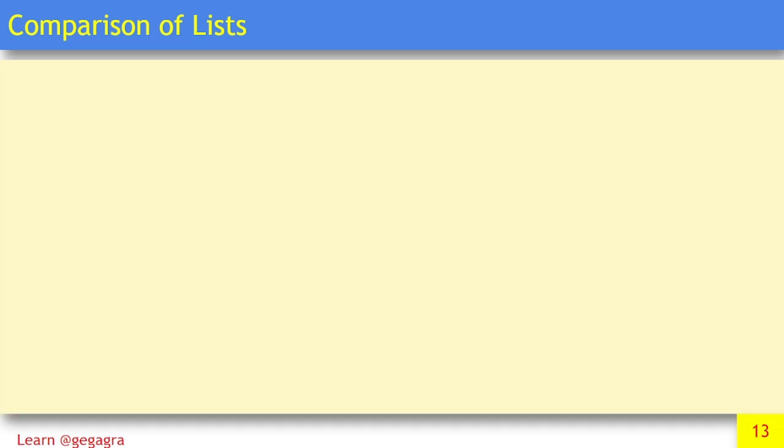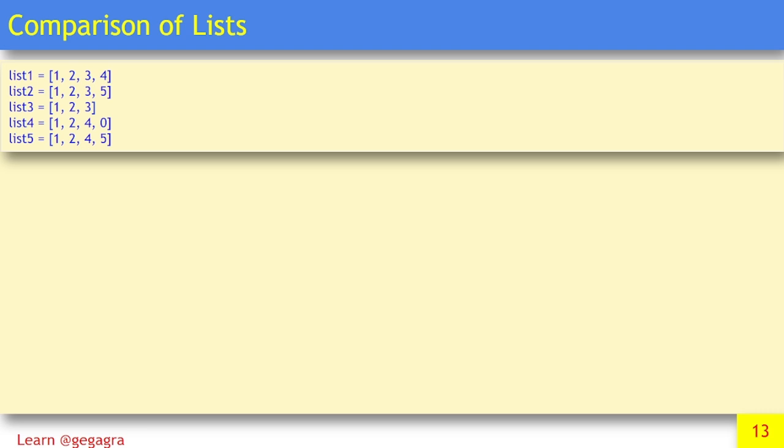So here are some examples. See them very carefully. I have 5 lists here: 1, 2, 3, 4 is the first list; 1, 2, 3, 5 the second list; 1, 2, 3 the third list; 1, 2, 4, 0 the fourth list; and 1, 2, 4, 5 the fifth list. And I am going to apply these relational operators here.